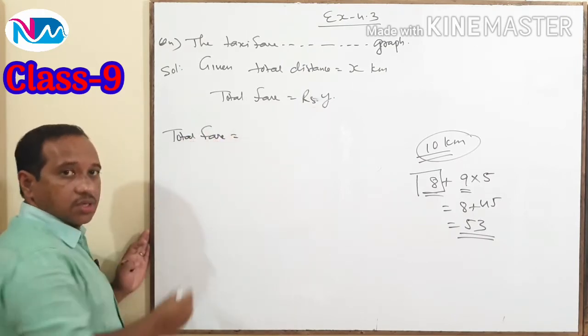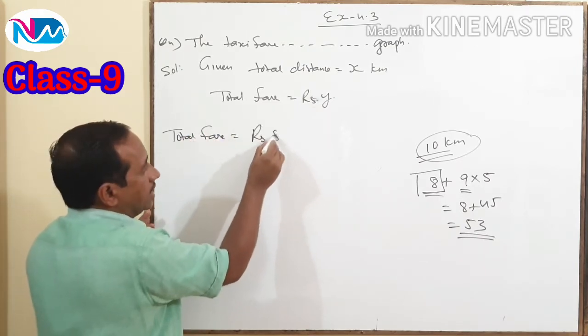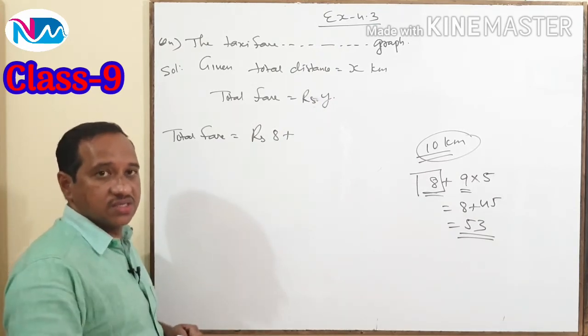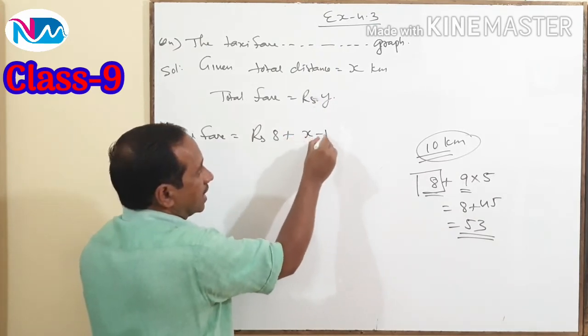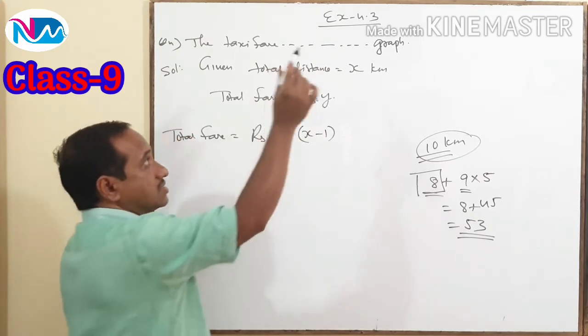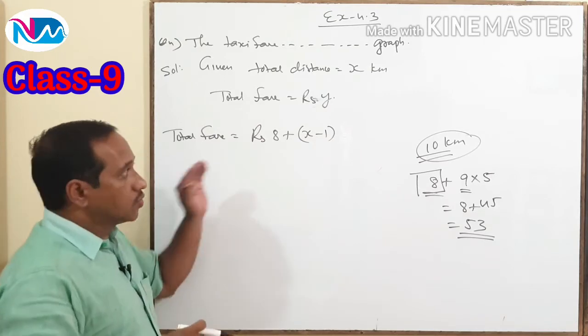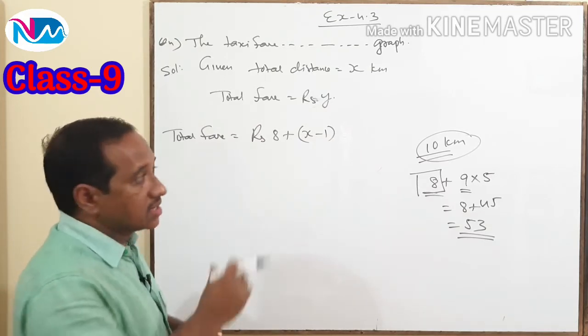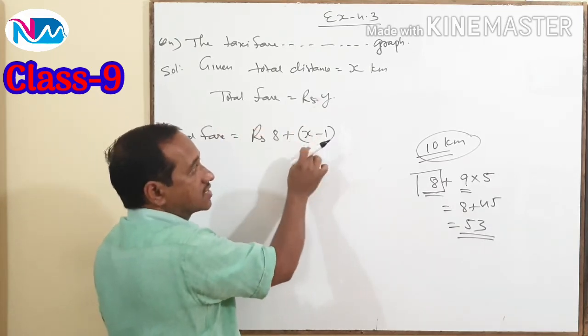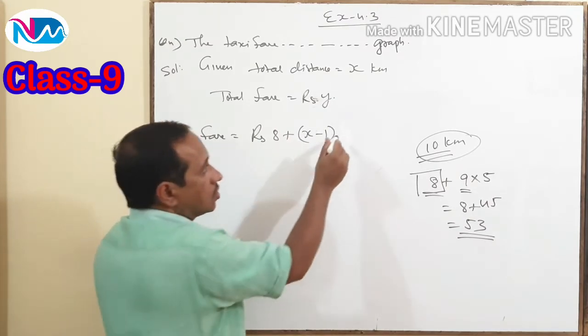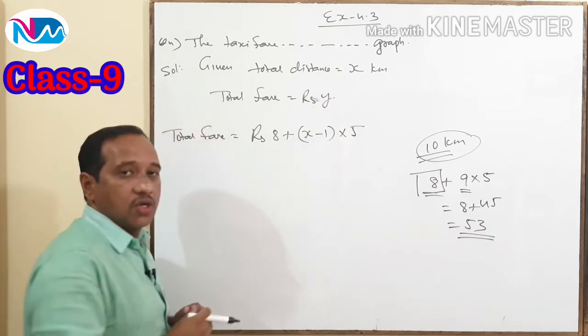Total fare is equal to rupees 8 for the first kilometer. Then for the remaining distance, that means x minus 1. If x is the total distance and for the first kilometer rupees 8 is charged, then the remaining distance x minus 1 kilometer will be charged at the rate of rupees 5 per kilometer.